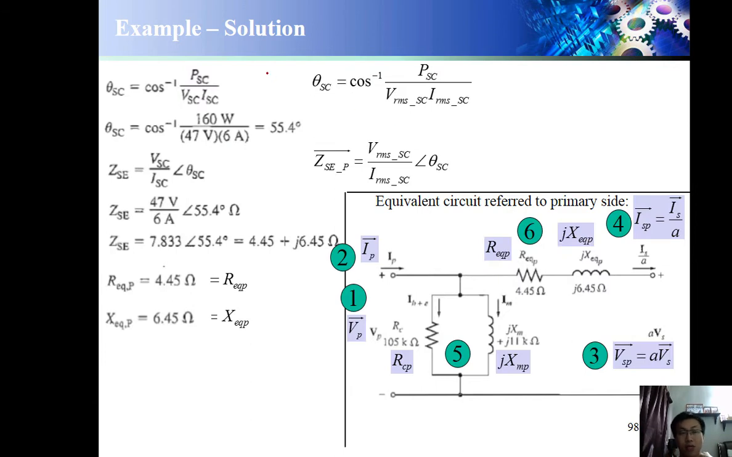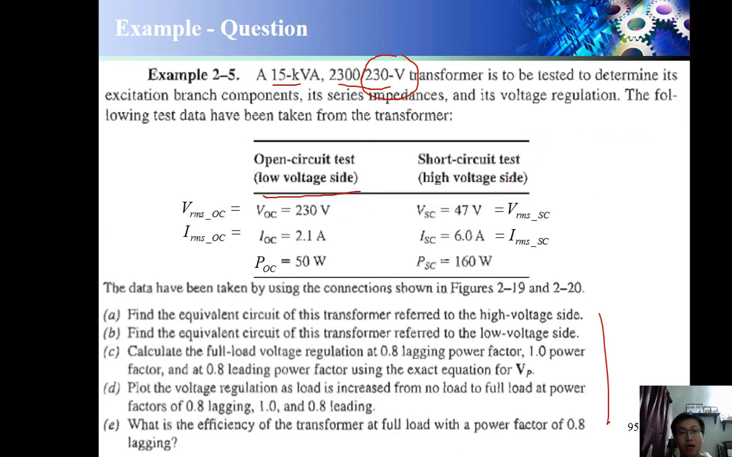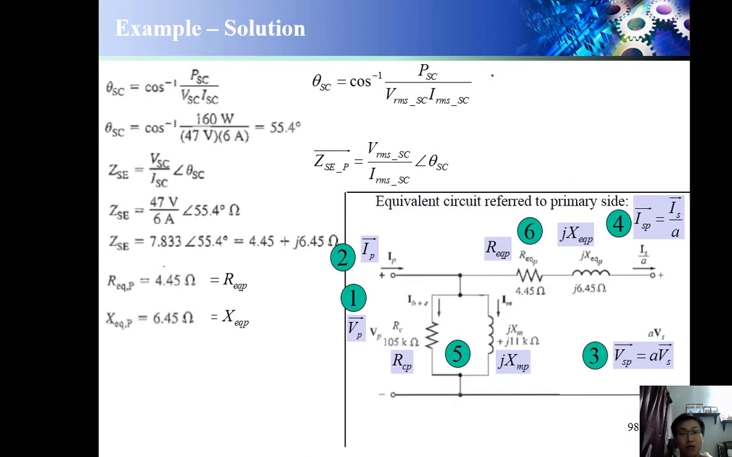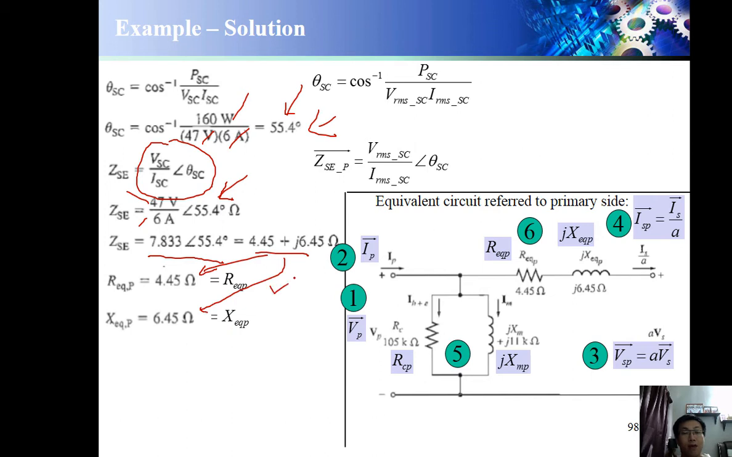Same, short circuit, it is done on the high voltage side, which is the primary side. Okay, so find the angle. Then I want to find this polar form. So given, I can find my degree. Then this one is given. Then I put into the polar form, rectangular form, compare to get this one. Then I find my R equivalent and X equivalent, which is done at the primary side.